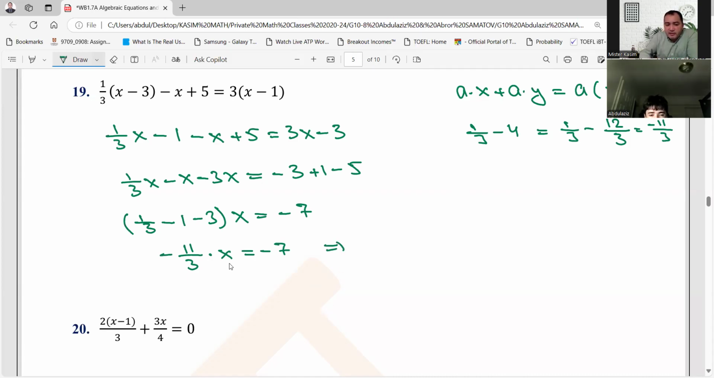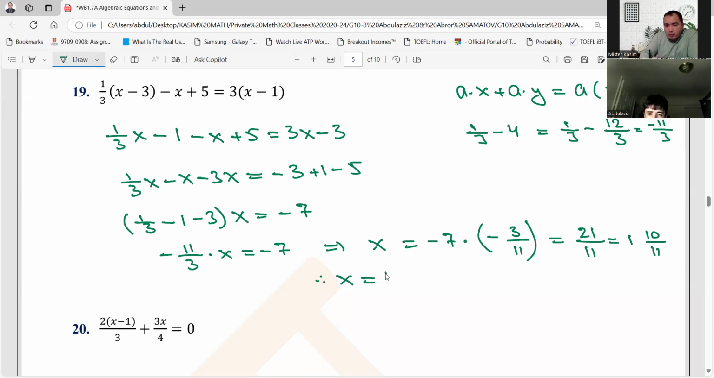Right? And now from here, if you move this fraction to the right-hand side, I have x here. And here we have negative 7 times, and flip this fraction. That is negative 3 over 11. Negative, negative is positive. 7 times 3 is 21 over 11, or that's equal to 1 and 10 over 11. Okay, x is equal to 1 and 10 over 11. That's an exact answer.